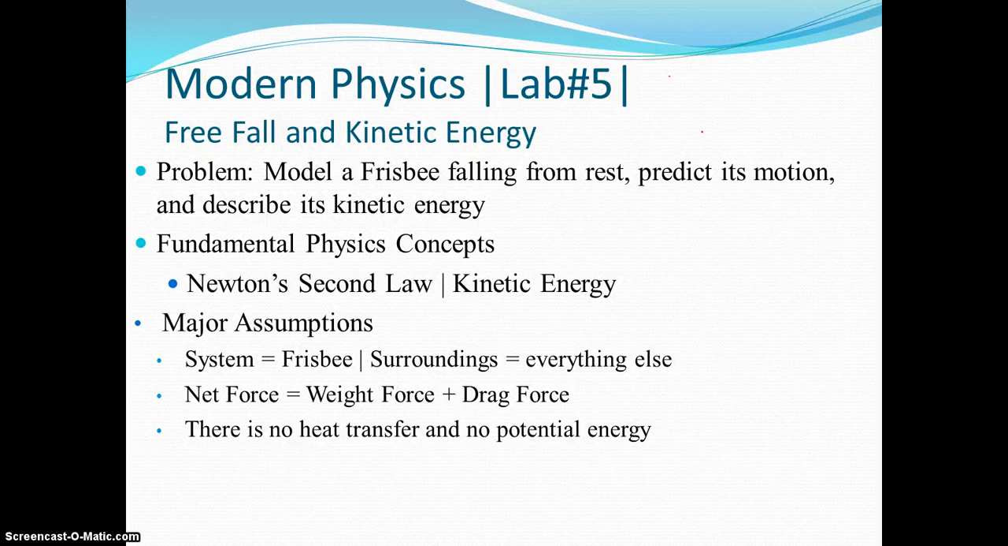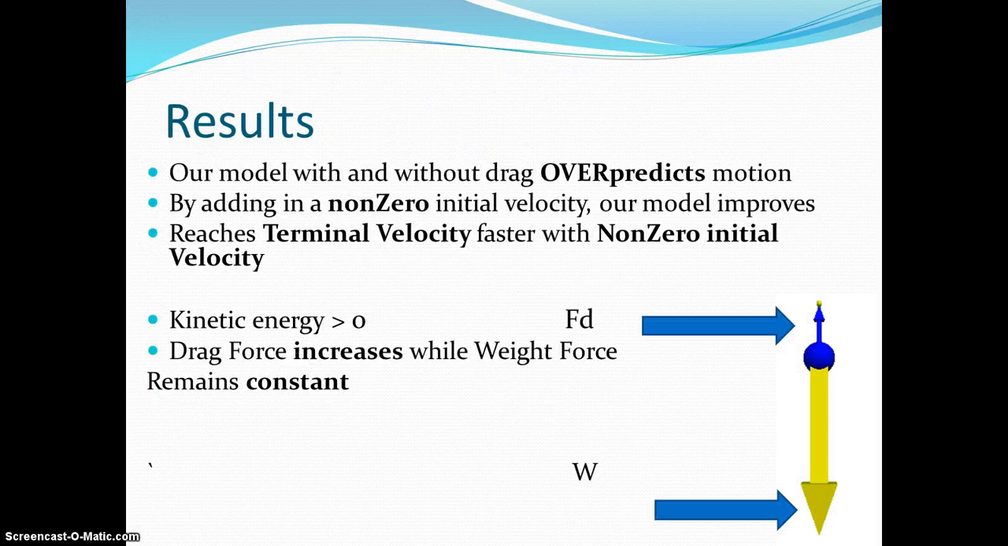The major assumptions that we make are that our system would just be the frisbee and our surroundings will be everything else. Our net force will be equal to the weight force from gravity plus the drag force. And also we assume that there is no heat transfer and no potential energy in our system.